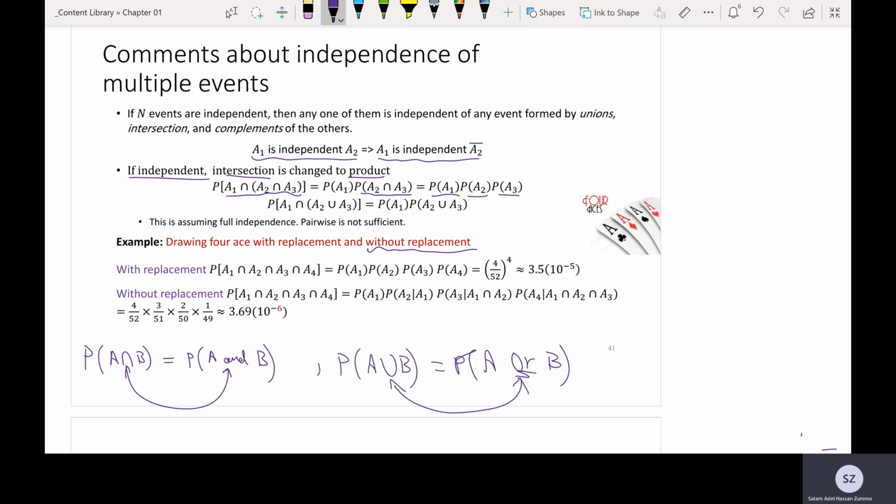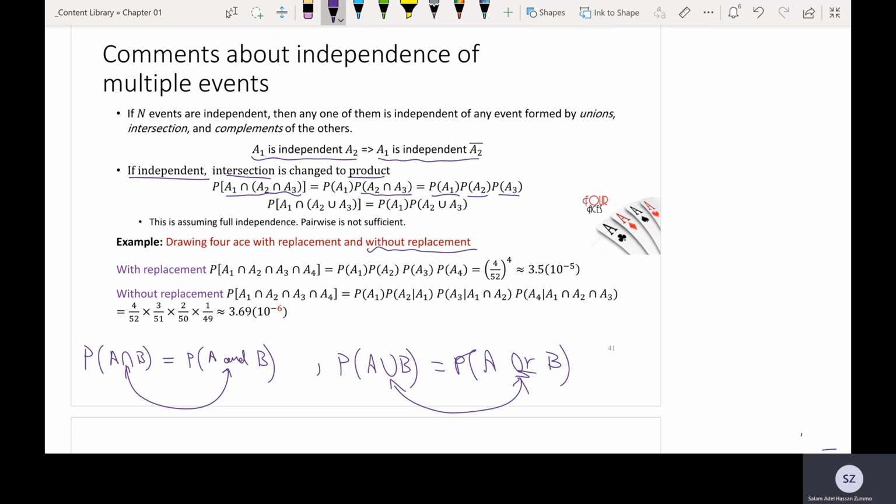Okay, so this is a very common issue. Many students, as they continue in the course, don't distinguish between and and or. When do we use intersection? When do we use union? We need to be clear about it, from the physical point of view and from the mathematical point of view.